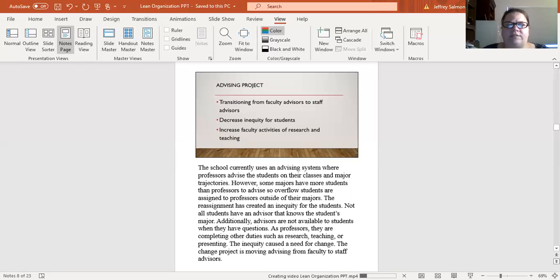Not all students have an advisor who knows the student's major. Additionally, advisors are not available to students when they have questions. As professors, they are completing other duties such as research, teaching, or presenting. This inequity caused a need for change. The Change Project is moving advising from faculty to staff advisors.